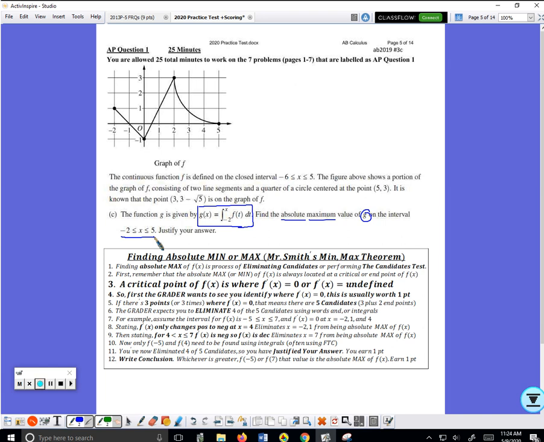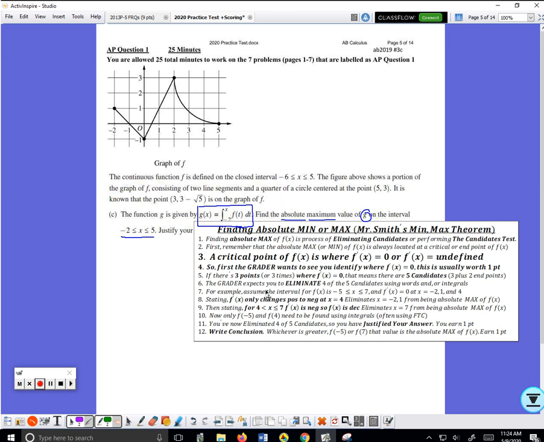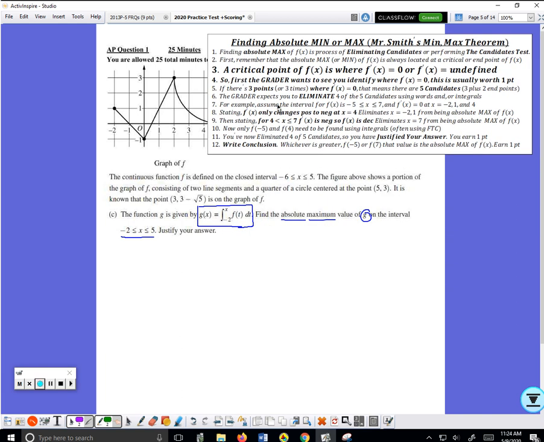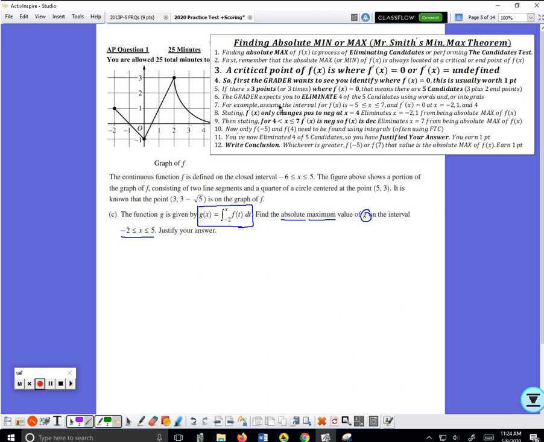So, I've got this big huge box now to help us, the golden notes. I'll put that up here. Okay, so finding the absolute max of f is a process of eliminating candidates, or performing the candidates test. Remember that the absolute max of f, in this case g, is always located at a critical or end point of g. A critical point of g is where g prime equals 0.